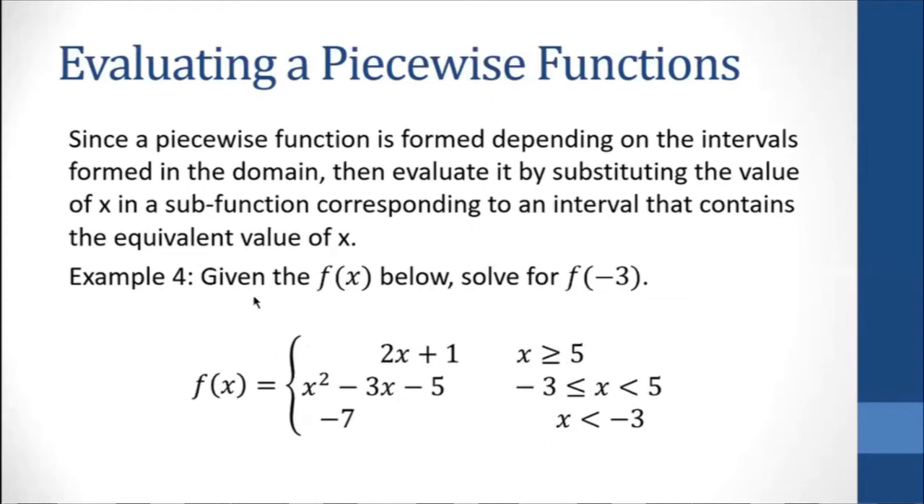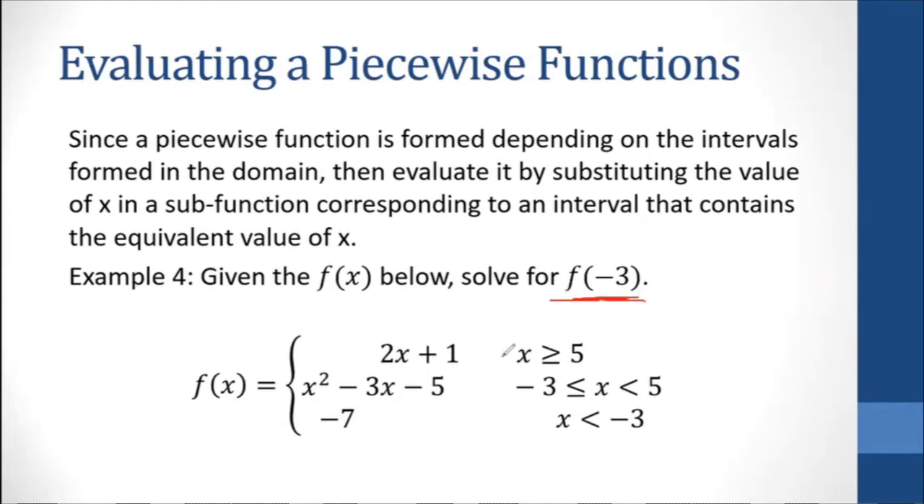Okay, for example, given the f of x below, ito yung ating piecewise function. The f of x is composed of the subfunction 2x plus 1, where x is greater than or equal to 5. The next subfunction is x squared minus 3x minus 5, where the interval is -3 less than or equal to x less than 5. And the last subfunction is -7, where the given interval is x less than -3. Then, we're going to solve for f of -3. Ito yung pinaka-target natin. F of -3.